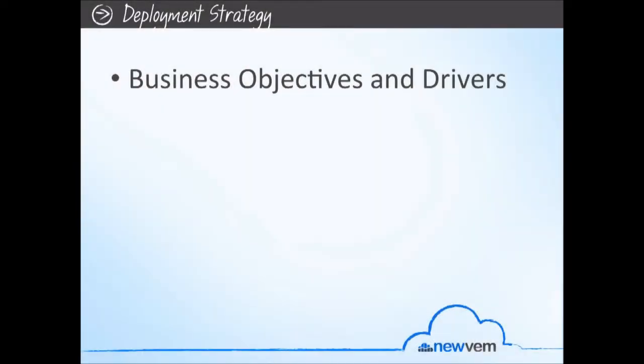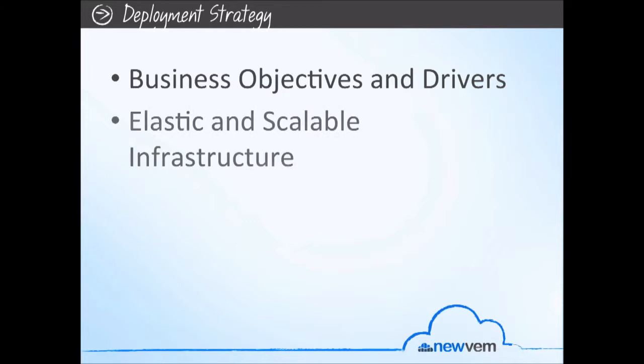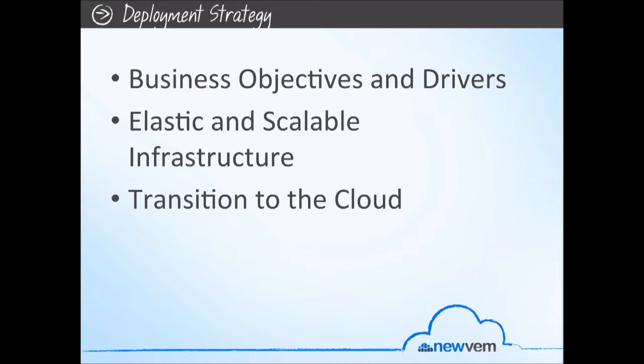Applying ITIL 3.0 to cloud usage, we believe that first we need to strategize what are the business objectives and business drivers that we're trying to provide a very elastic and scalable infrastructure for. We want to design the service that we're giving our users based on this elastic infrastructure. We need to transition from where we are today to where we want to deploy.